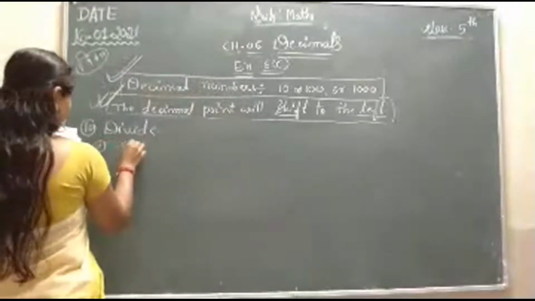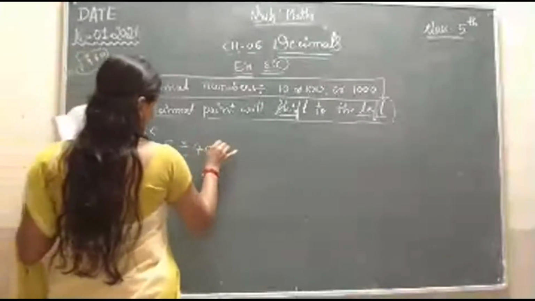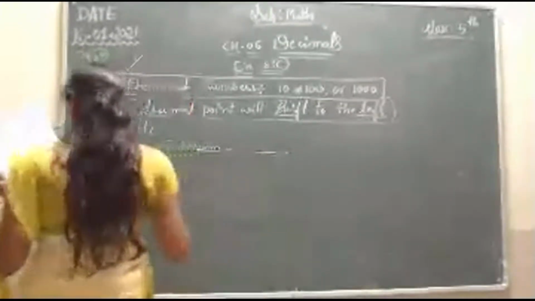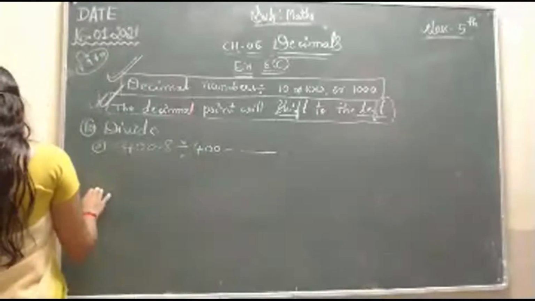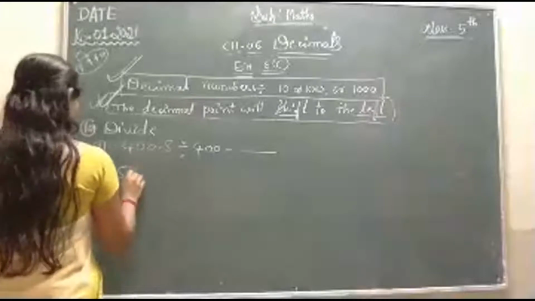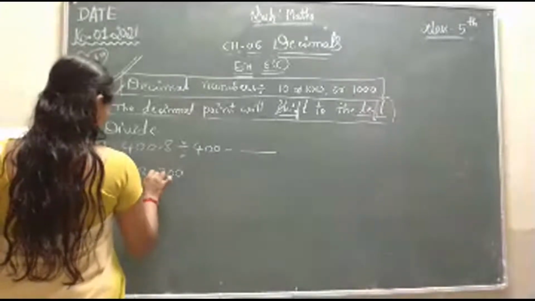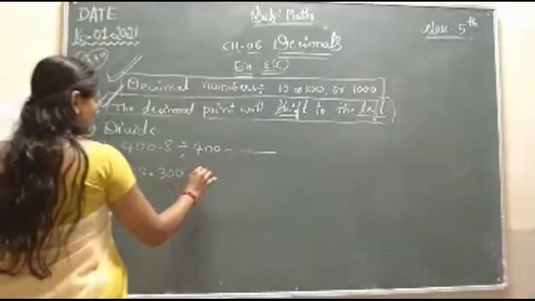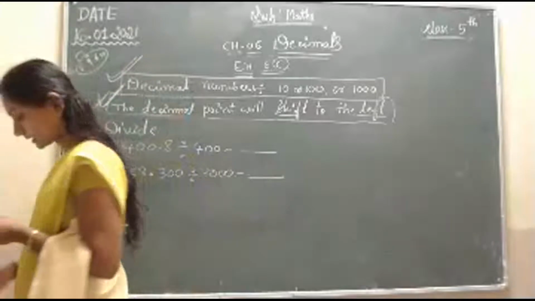Question number A: 400.8 divided by 400. So what is that? The next question, question number C: 1563.300 divided by 3000. Yes. So next.